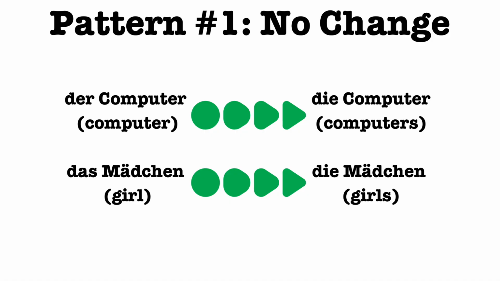The noun itself does not change, but the article becomes die. This of course means that none of the feminine nouns are in this category, as the change would not be noticed. Examples include der Computer changing to die Computer, and das Mädchen changing to die Mädchen.